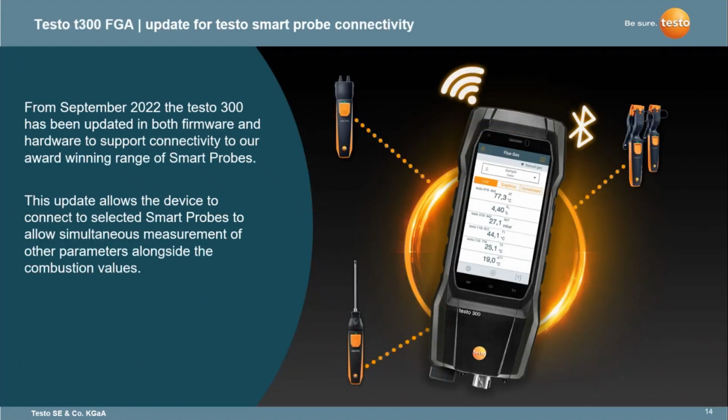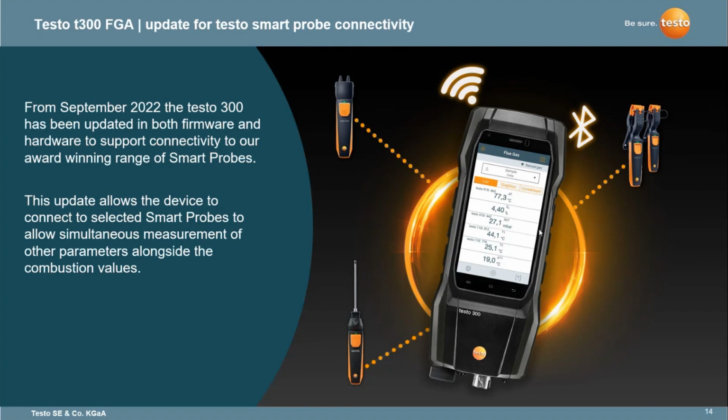The big update with the 300 happened last year in September. We made changes to both the firmware and the hardware, based around connectivity to allow the 300 to talk to our award-winning range of smart probes. You may already be familiar with the smart probe range. They've been very successful in our Testo product range for around 6 years. This now allows a number of the probes to directly link to the 300. So as well as looking at combustion values, you can get some direct other measurements on the same screen, recording all the variables at one time.